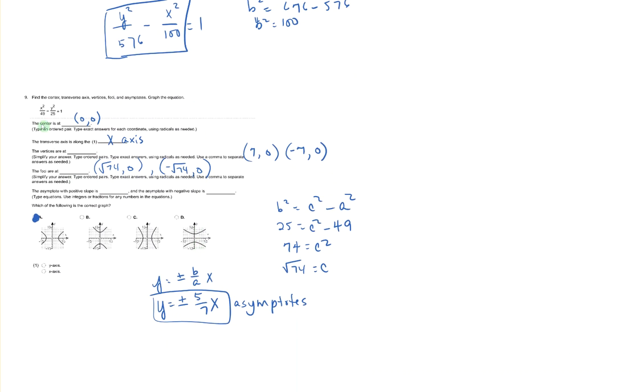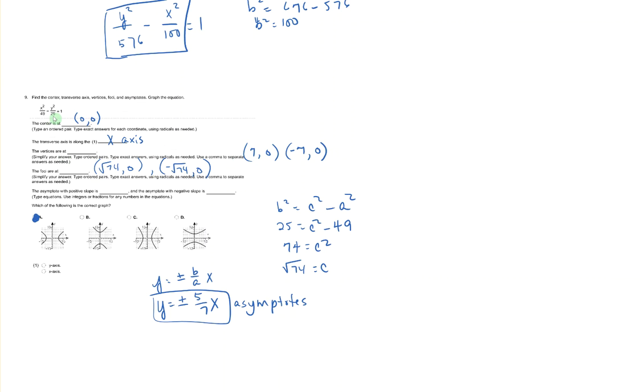Number 9, find the center, transverse axis, vertices, foci, and asymptotes, and graph. So we did one of these when we talked about the notes. So here's our general equation. Center is at 0, 0 because we don't have an x minus or a y minus up here. X squared is first, so the transverse is on the x-axis. The vertices are at 7, 0 and negative 7, 0.